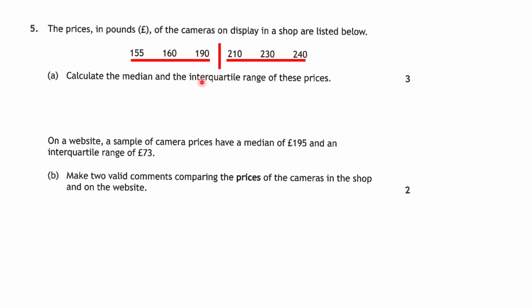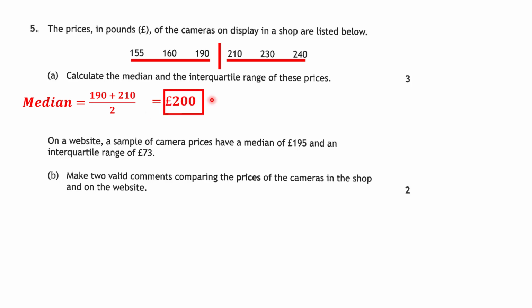Now, there's many ways you can get that answer, but the quickest way is to take the average. The median is going to equal 190 plus 210, which is 400, divided by 2, so the answer is the median equals £200.